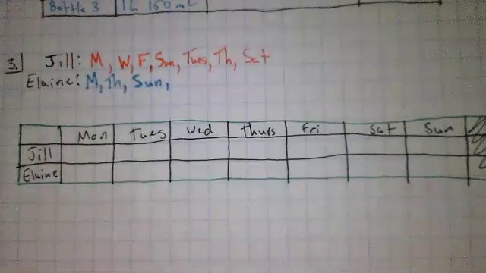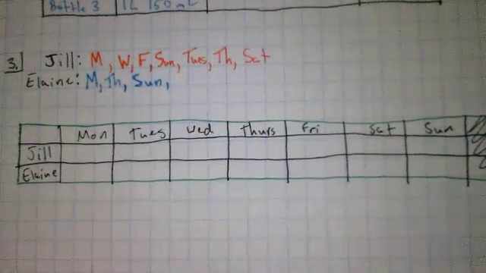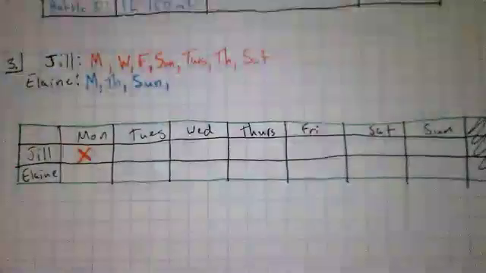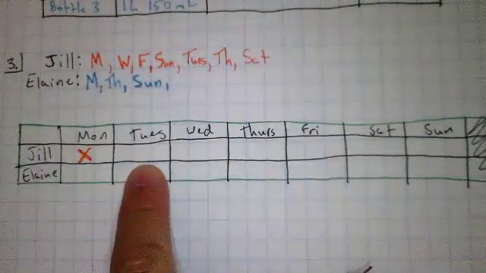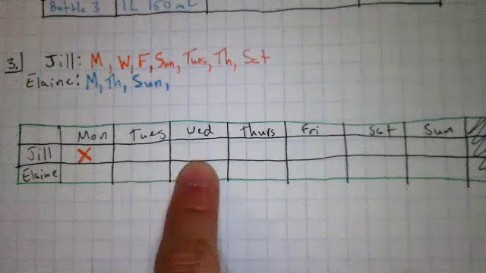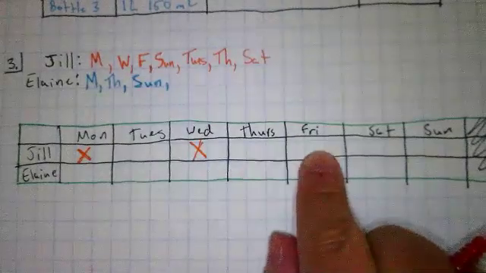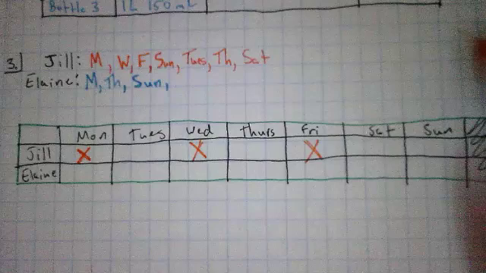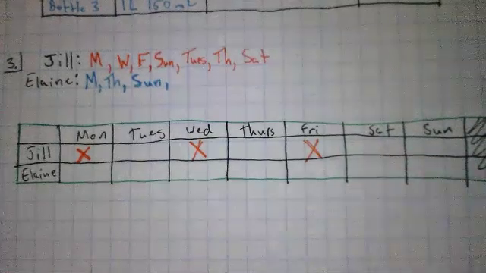So, Lauren, Jill runs every other day. She starts on Monday. She runs every other day, meaning she skips a day in between, right? So she runs on Monday. Does she run on Tuesday? No. Does she run on Wednesday? Yes. Does she run on Thursday? No. Does she run on Friday? Yes. Does she run on Saturday? Does she run on Sunday? Yeah. Okay?